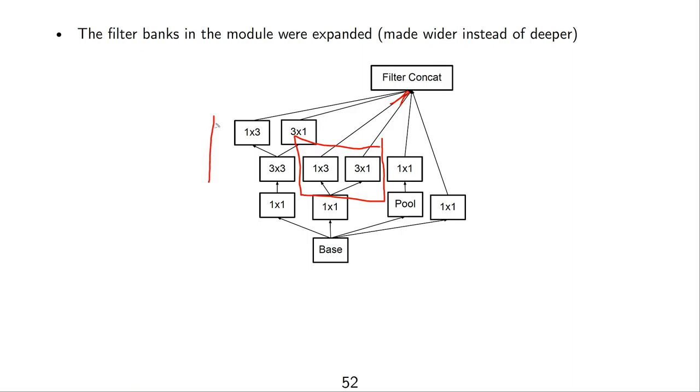Also, another version here where maybe previously a 5 by 5 convolution was factored into two 3 by 3 convolutions. The first 3 by 3 convolution here stays the same, and the second one is again replaced by these 1 by n and n by 1 convolutions. In this case, 1 by 3 and 3 by 1.